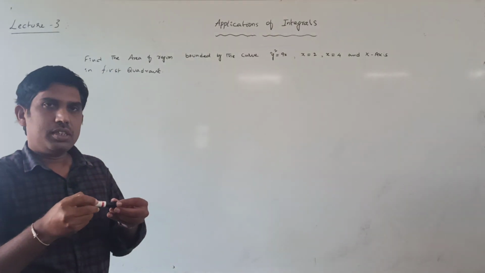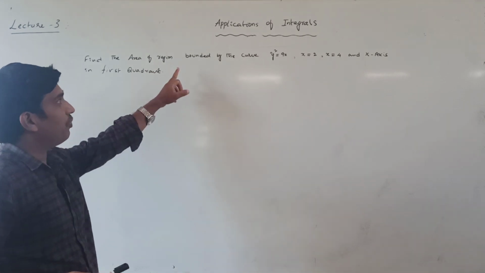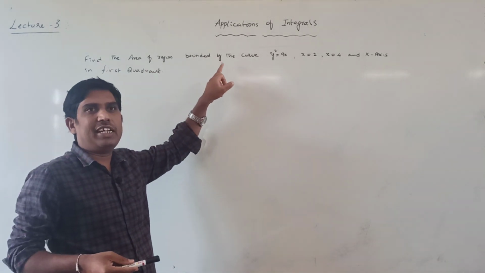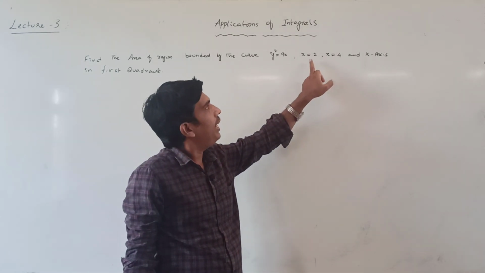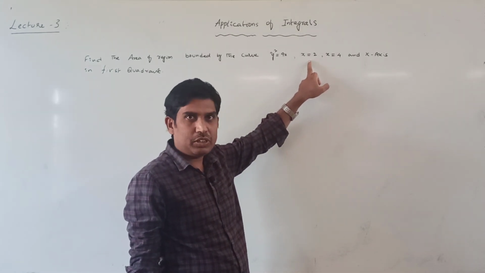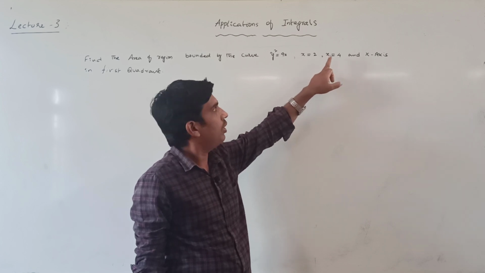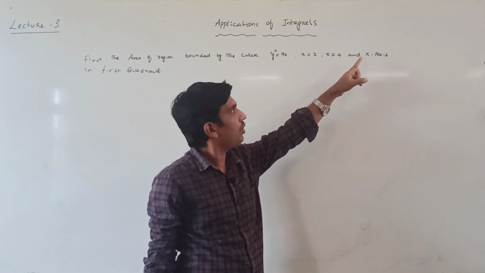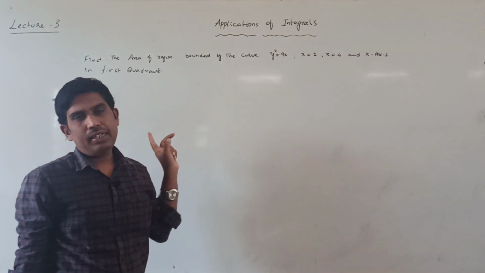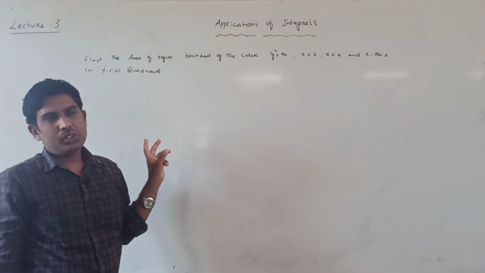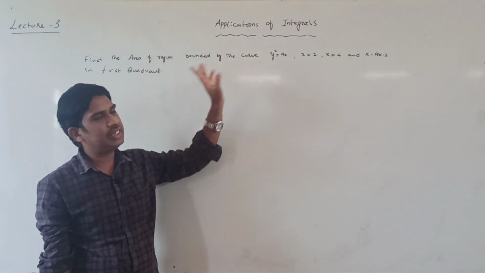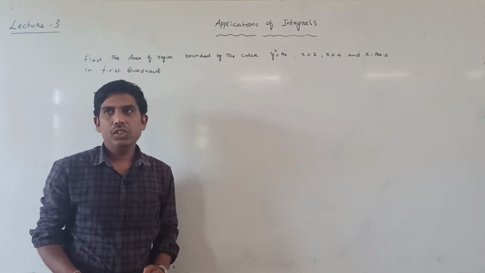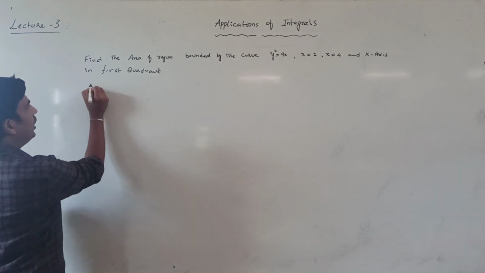See the question: find the area of the region bounded by the curve y square is equal to 9x, x is equal to 2 and x is equal to 4 and the x axis in the first quadrant. So now first of all we have to know what the given curve equation is. So what is the given curve equation here?